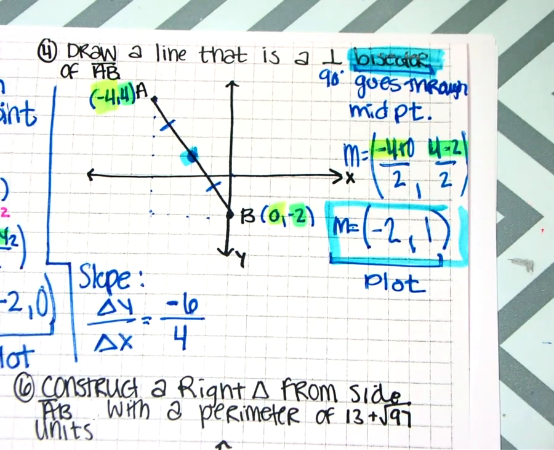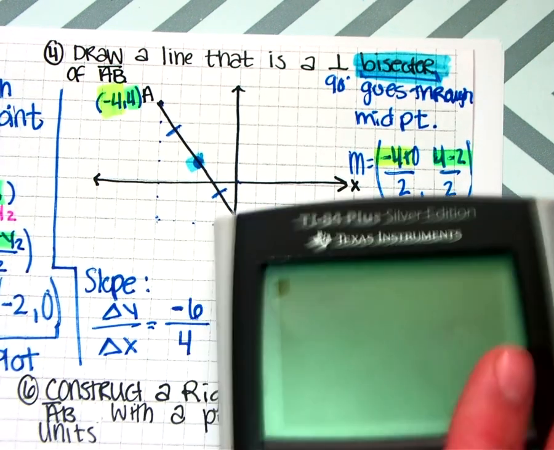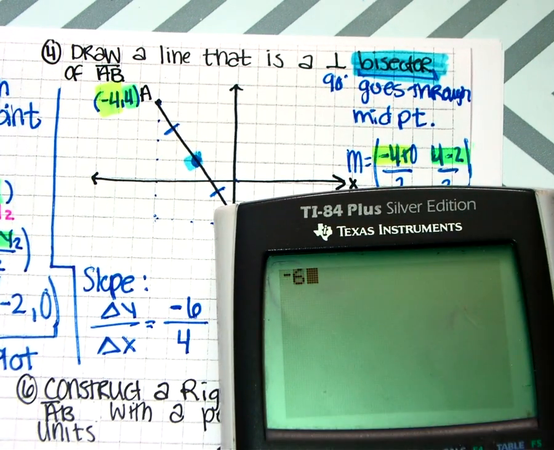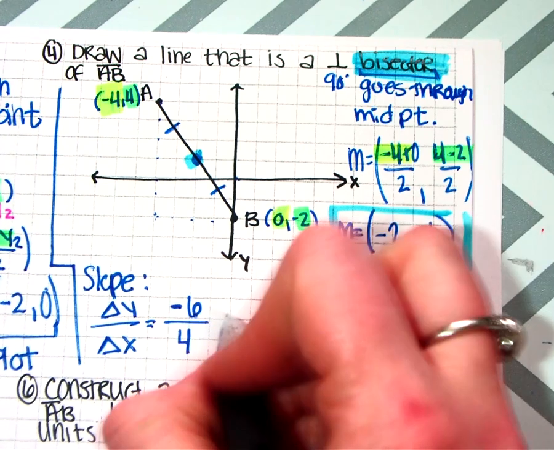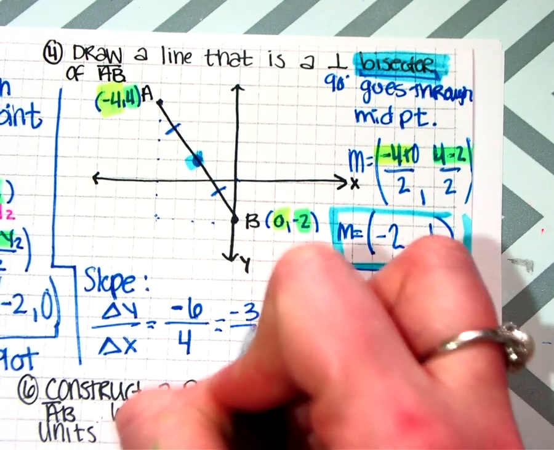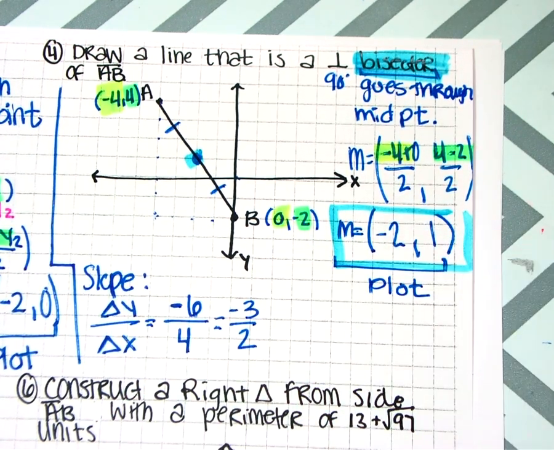I'm going to go ahead and reduce this slope before we continue. To reduce the slope, I just type it in my calculator. -6 divided by 4, math, enter, enter. -3 over 2. So I'm just going to reduce it. It just makes it a little bit easier when plotting. The next thing we have to do, that is the slope of this line.